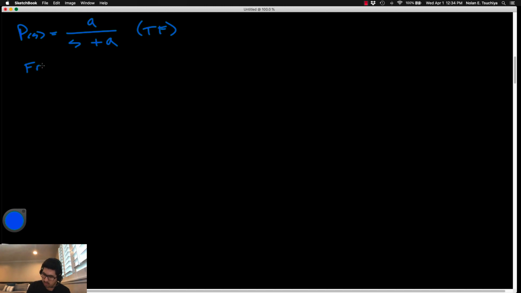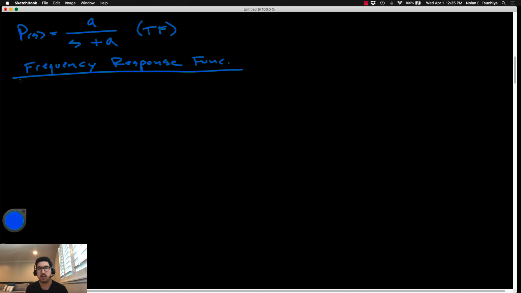The frequency response function is going to become a very important function as we get into analyzing these types of Bode plots and the frequency response of particular systems. The way to get a frequency response function is to start with the transfer function and substitute s equals j omega into that equation.